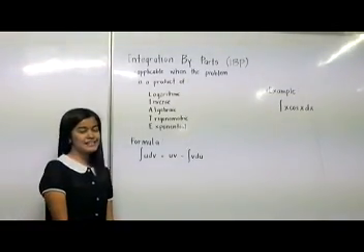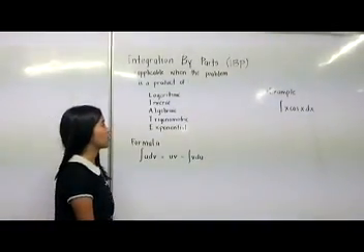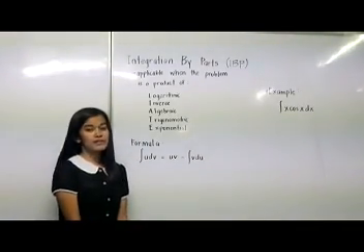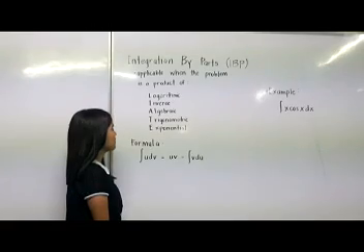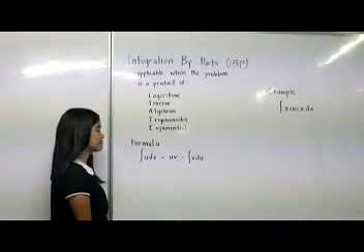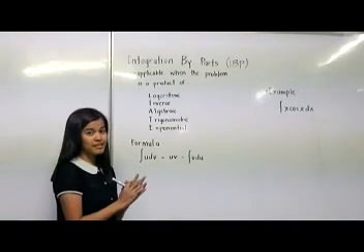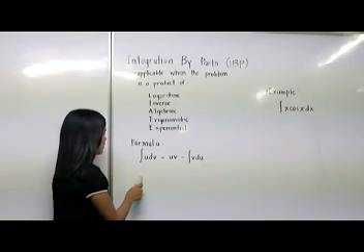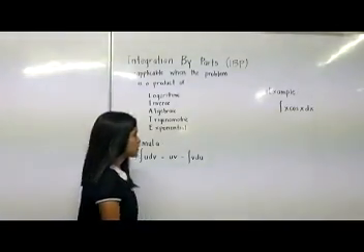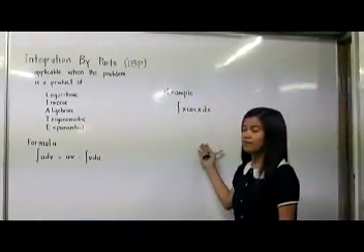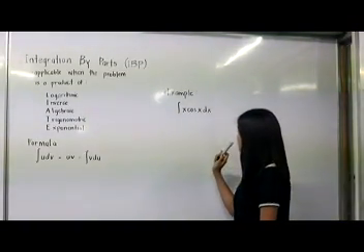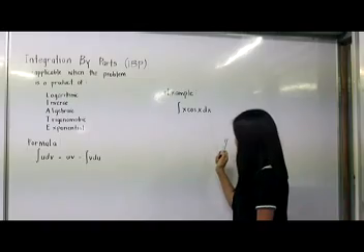One of the techniques in integration is integration by parts, or IBP. This is applicable when the problem is a product of logarithmic, inverse, algebraic, trigonometric, and exponential functions. The general formula used for integration by parts is the integral of u dv is equal to uv minus the integral of v du. Here, I am going to give you an example. Let us find the antiderivative of the integral of x cosine of x dx.